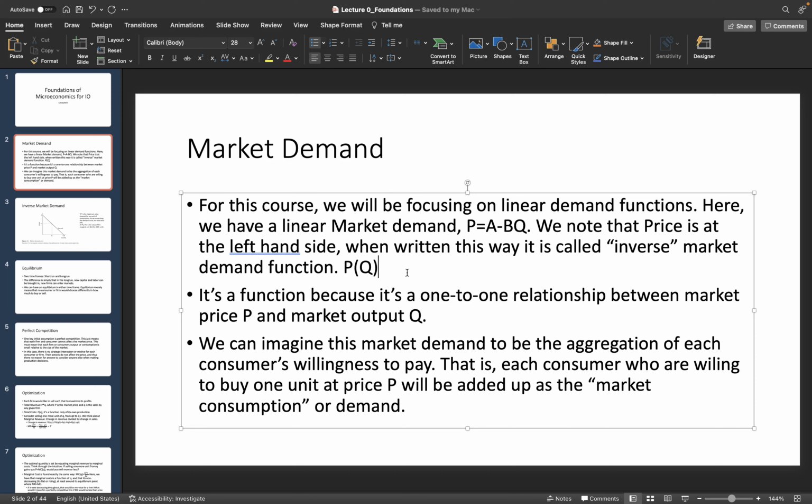So what can we think about when we think about market demand? You can think about this as an aggregation of each consumer's willingness to pay for a product. Each consumer who is willing to pay for 1 unit at price P is added up as the market consumption or demand. Imagine at different price levels, someone shouts the price is P, and a number of people say, yes, I want to buy 1 unit at P. Everyone gets added up, and that's the quantity for the market.